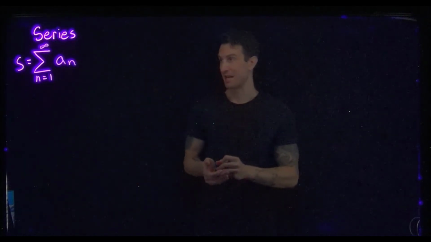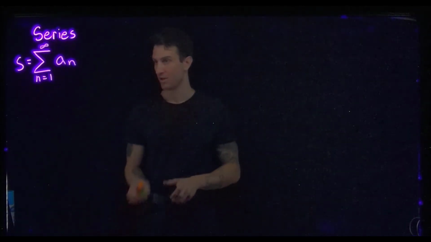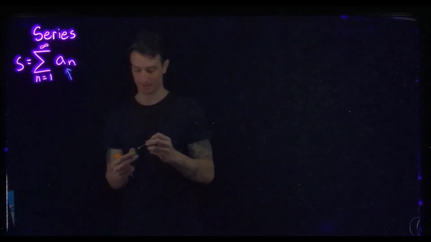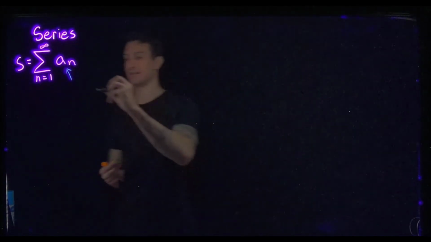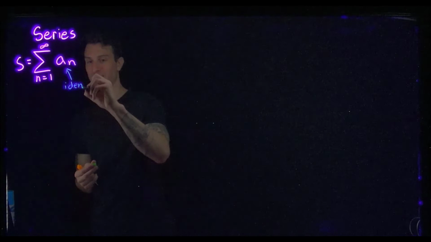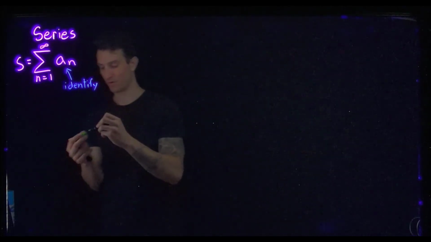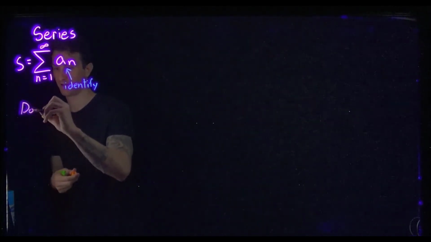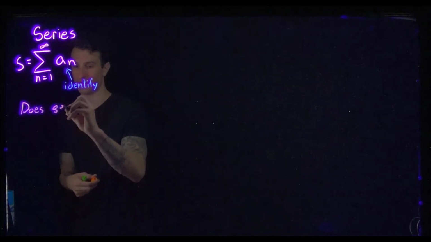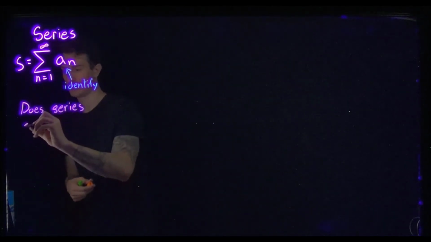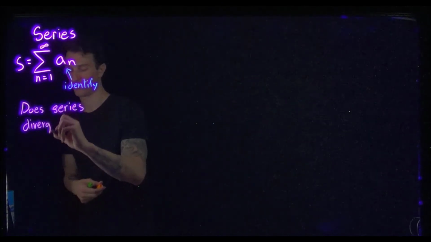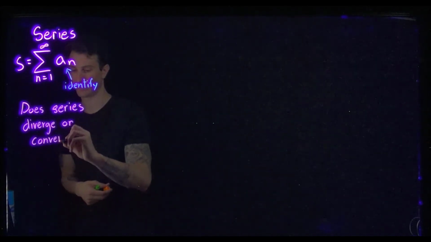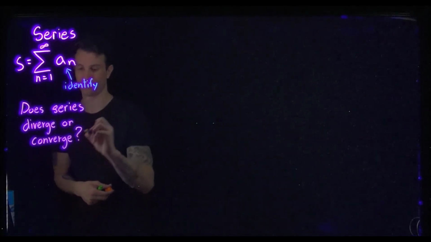The real key that we have to do here is identifying what type of series this is by identifying what type of sequence this is. This is the key. We need to identify this. So think of the process as, eventually I want to know: does this series, it's a weird S, series, diverge or converge? This is the question that we're asking ourselves. Does this series diverge or converge? This is the question.